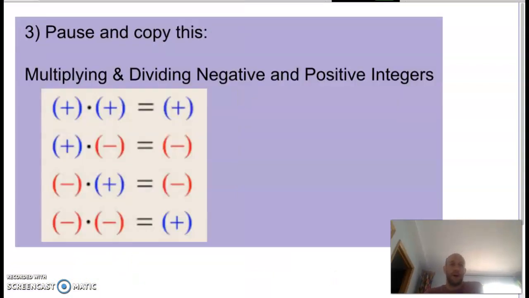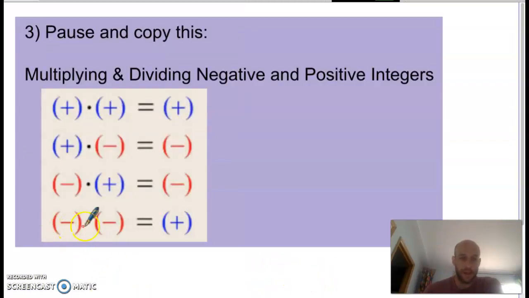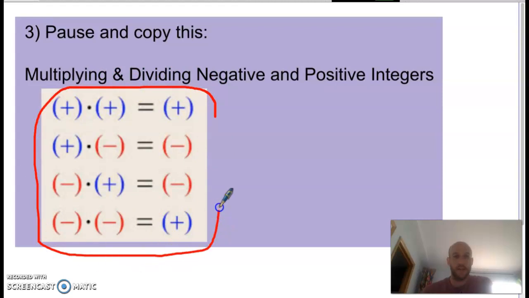Okay, I want you to pause and copy this down. This is just the rules that we just developed, right? We knew that a positive times a positive was a positive. If we have different signs, like a positive times a negative or a negative times a positive, we get negative answers. And on the last problem, we said a negative times a negative was a positive. So I want you on your paper to copy this down as a resource. Do that now.